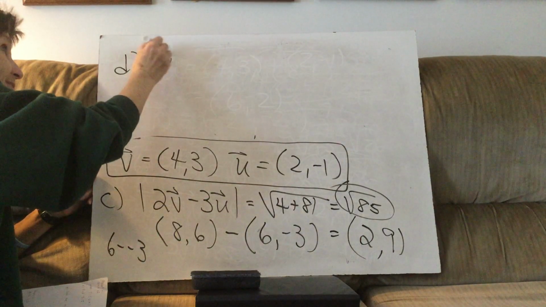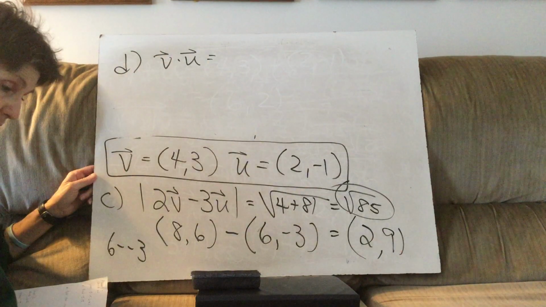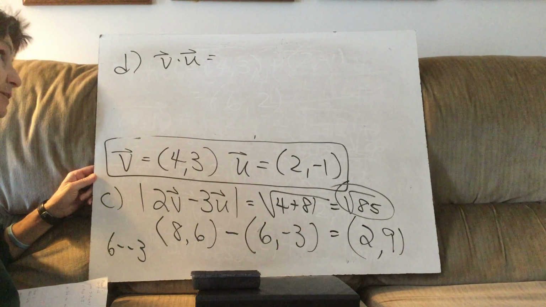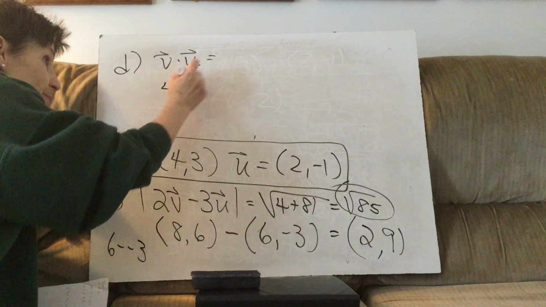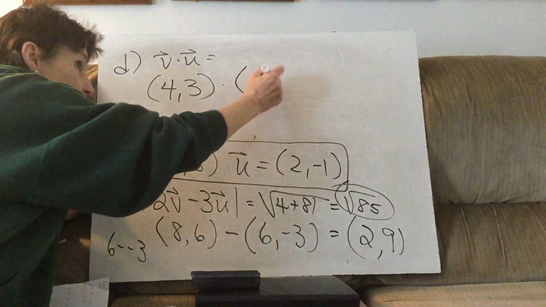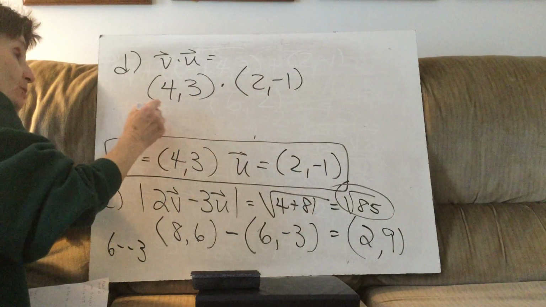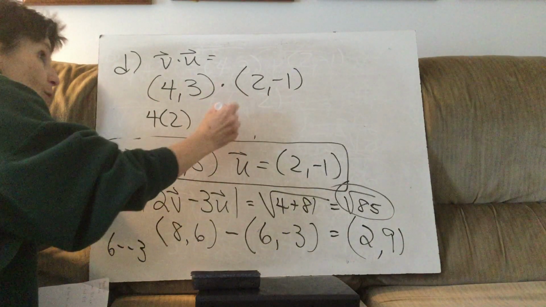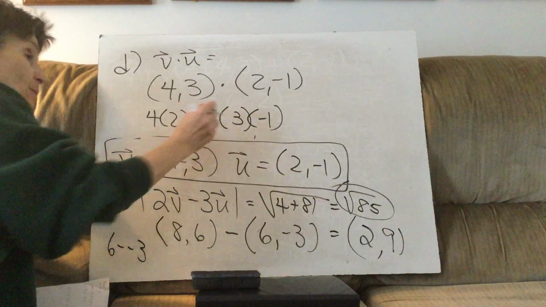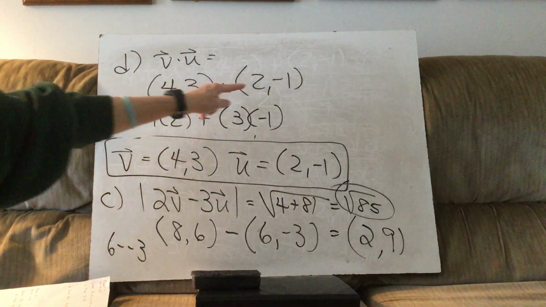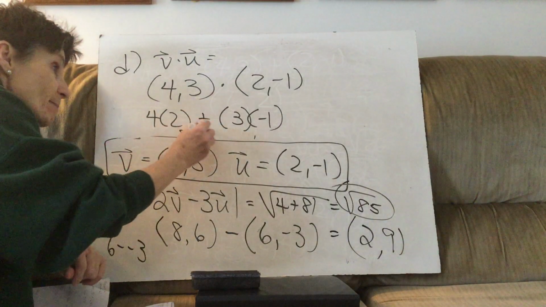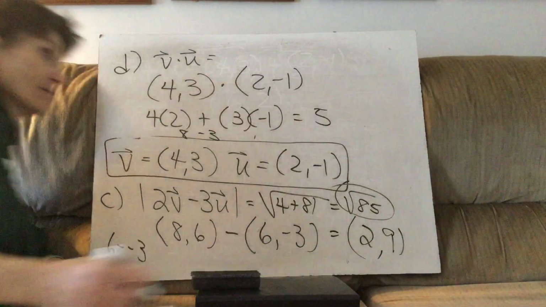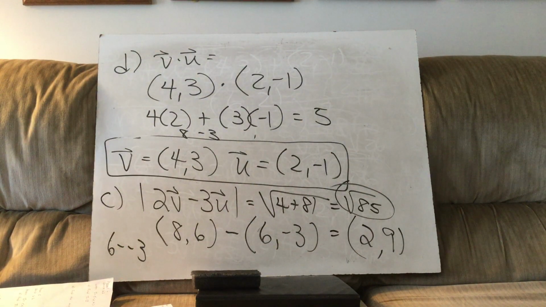Now D says v dot u. So we're taking (4, 3) and we're dotting it with (2, -1). And when we do a dot product, we take the x times the x, the y times the y, and we add them up. So 4 times 2, 3 times -1, and add them up. So 8 minus 3, that dot product is 5. So the answer to question D is just 5.